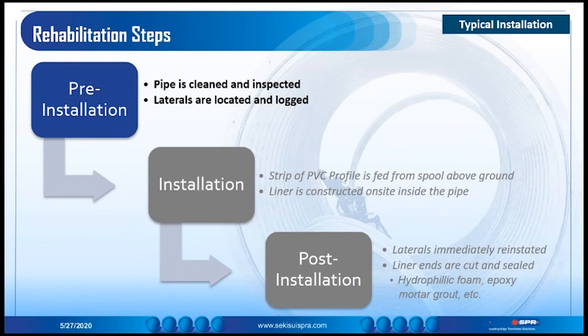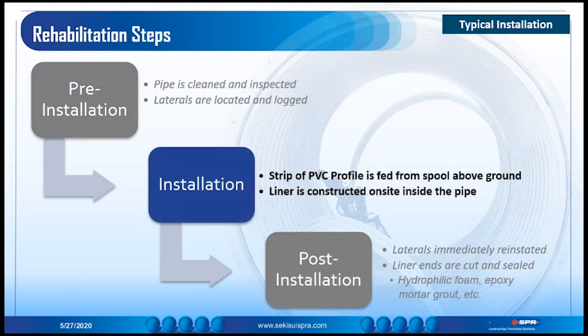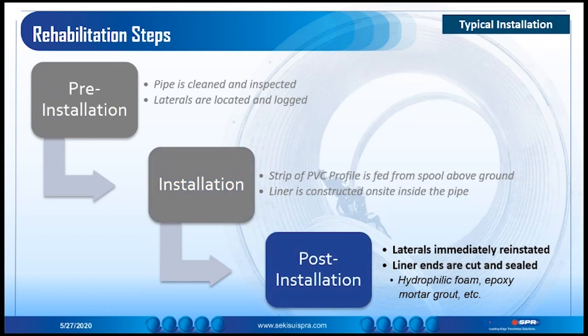So basically, it's a very simple installation process. Pre-installation, the pipe is cleaned and inspected. The laterals are logged, so we know how to go back and reinstate them post-installation. As you saw from the videos, a strip-up profile is fed from a spool above the ground. It could be either on spool skates on the street or on the back of a truck. And the liner is constructed on site inside the host pipe. Post-installation, which is great, we can go back and immediately reinstate laterals because we don't have to wait for the liner to cure. And all liners are automatically trimmed and end sealed using an approved end sealing method.